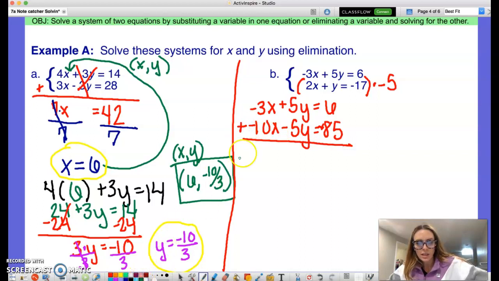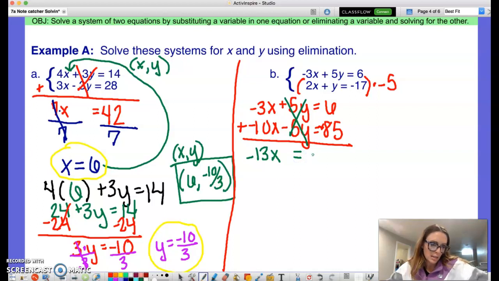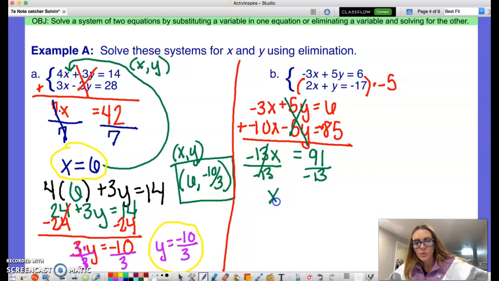So when we add them together, we're going to get negative 13x, 5 minus 5. That eliminates, which is good because that's what we wanted it to do. And then we're going to get our 91. Now, from here, you can divide by your negative 13, divide by your negative 13. And when we have 1x, it is going to equal negative 7.